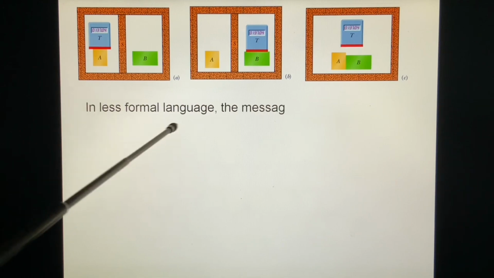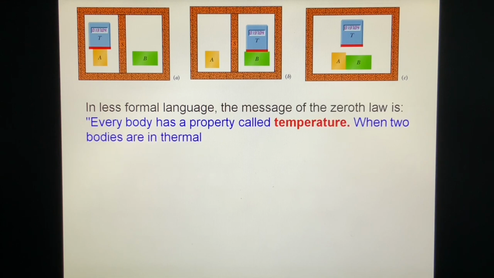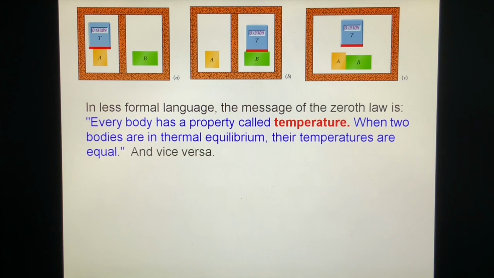In less formal language, the message of the zeroth law is that everybody has a property called temperature. When two bodies are in thermal equilibrium, their temperatures are equal, and vice versa.